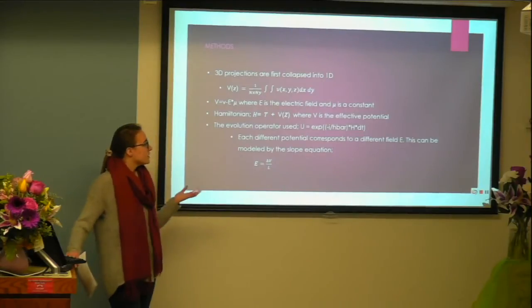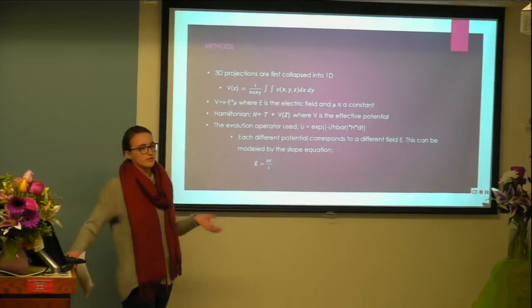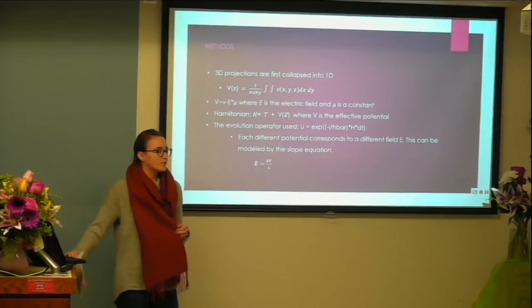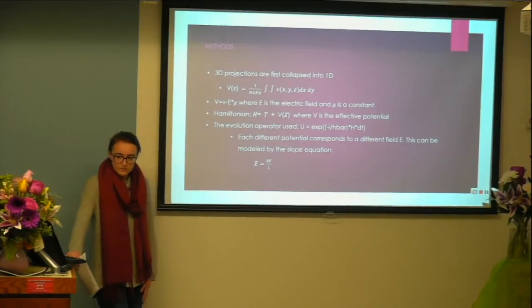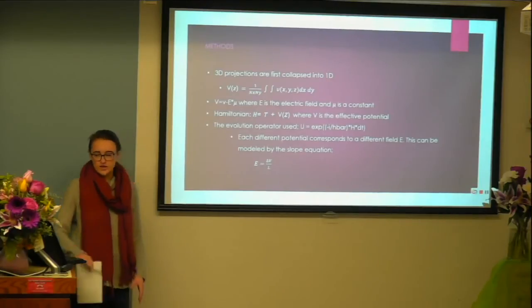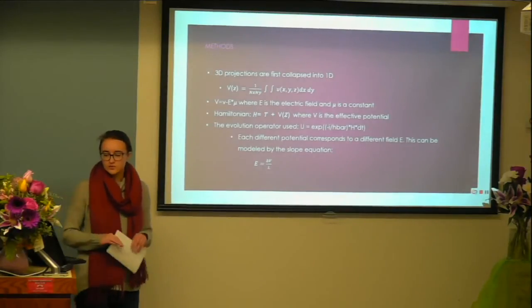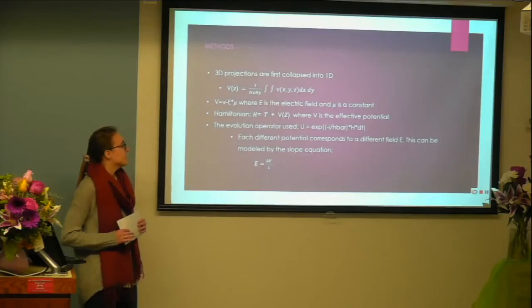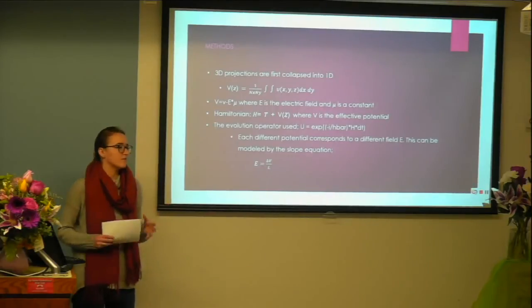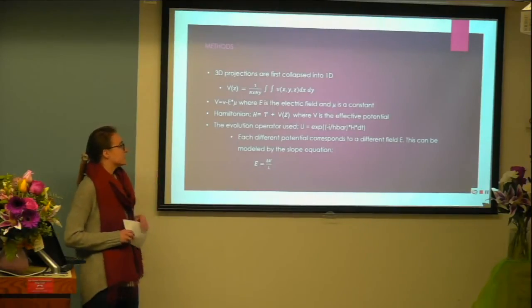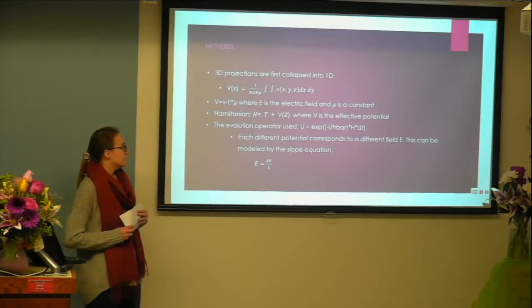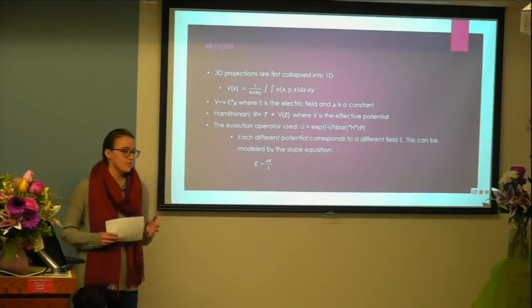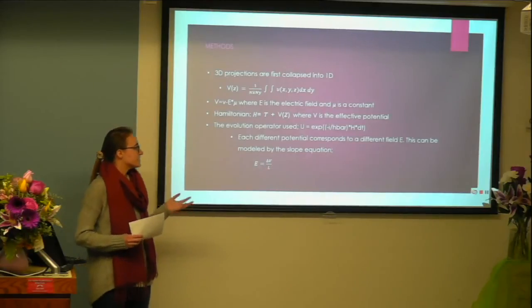To do this, you apply a double integral in order to remove your two dimensions that we're not going to be using, and then we have a normalization factor as well. Our potential is described with relationship to our electric field, capital E, which is going to be our main variable throughout, where that mu is just a constant. Our Hamiltonian is going to be used as well in order to calculate our evolution operator. And so that Hamiltonian is also dependent on our potential.